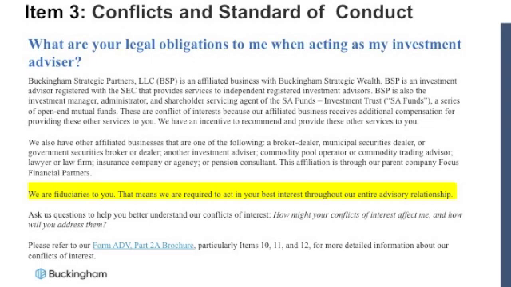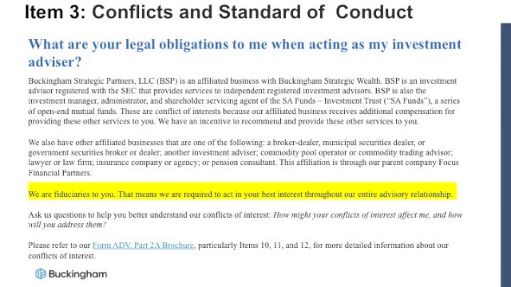Here is where Buckingham needs to disclose that we also have affiliated entities. We're unique in that we do have a separate registered investment advisor that is our affiliated entity: Buckingham Strategic Partners, Legacy BAM, and Loring Ward. That information, because we do have an affiliated firm, needs to be disclosed here. We also do have an affiliated business and businesses through our parent company, Focus Financial Partners.